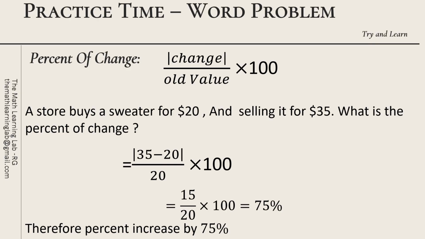For example, a store buys a sweater for $20 and sells it for $35. What is the percent of change? The new value is 35, the old value is 20. We take the difference of these two. It could be the other way around, and it still does not matter because we are using the absolute value. So it's 15, the old value is 20, 15 out of 20 times 100. Then it's 75%. So from 20 to 35, it's a 75% change.